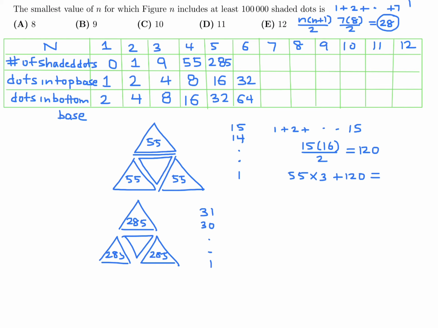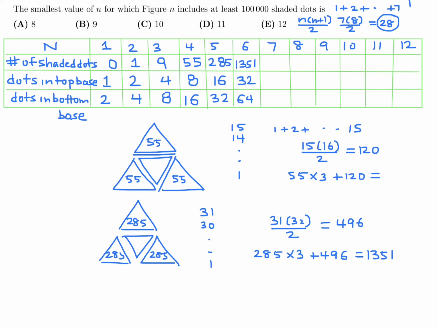So again, using this formula, that's going to be 31 times 32 divided by 2, which is equal to 496. So it would basically be 285 times 3 plus 496. And that is 1351. 1351. Okay.